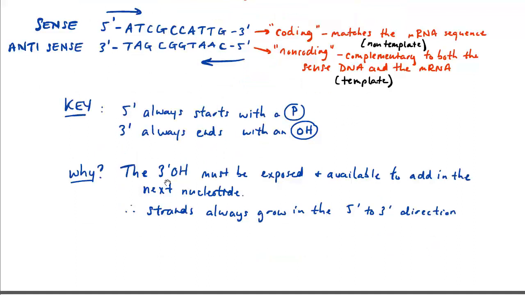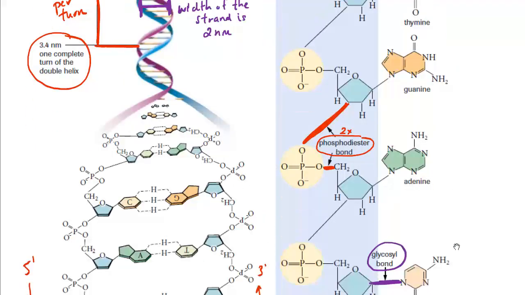Again, the hydroxyl group has to be exposed and available to add the next nucleotide. That means that the strand's always going to grow in the 5' to 3' direction. This is another piece of information that ends up being test questions. I want to show you again the names of the bonds.